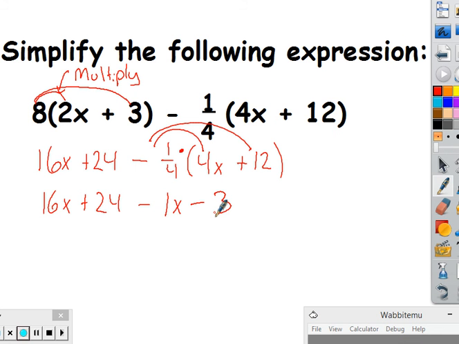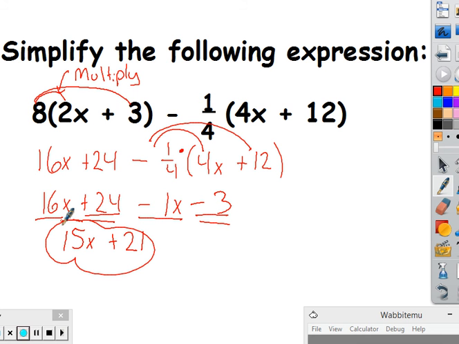Now we're going to look at our like terms. We have 16x minus 1x, so that is 15x. And then 24 and -3 do not have a variable, so they are like terms, and we are subtracting them. 24 minus 3 is 21. So this is our simplified expression for our long string of numbers that we had in the beginning.